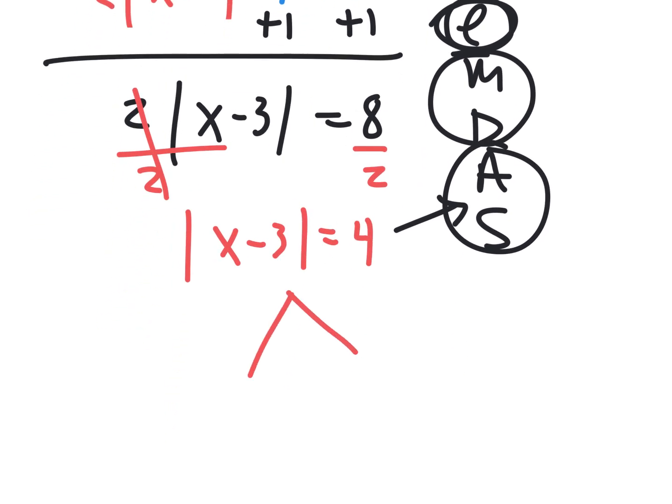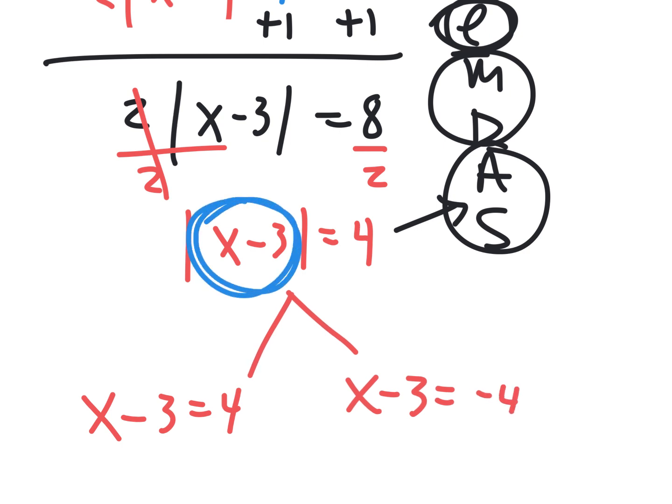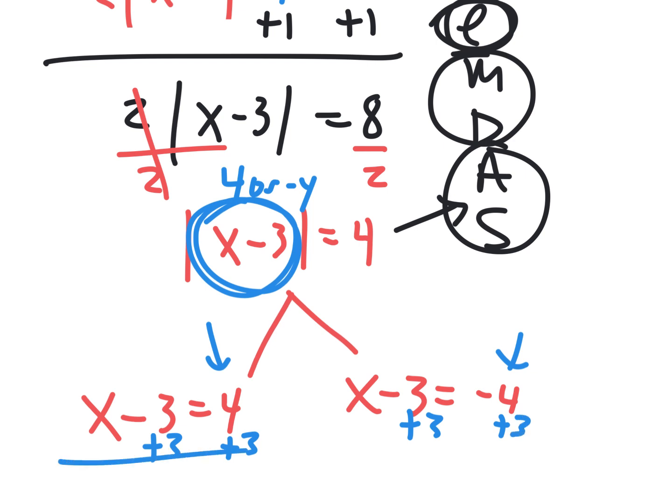And then we're going to split that into 2 equations. X minus 3 is 4, and x minus 3 is negative 4. Because what's in here could either be 4 or it could be negative 4. That's why we have to set it to 4 and to negative 4. Then we're going to add 3 to both sides. Add 3, add 3. Now that brings us to x equals 7, and x equals negative 1.